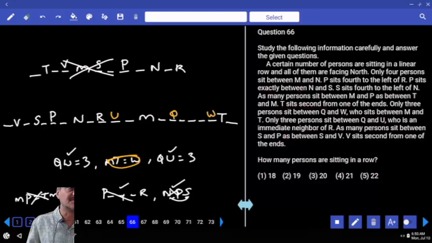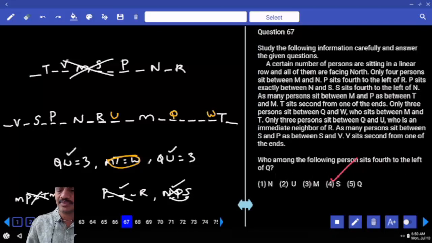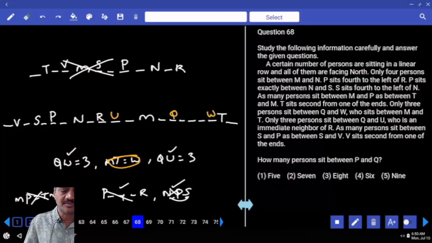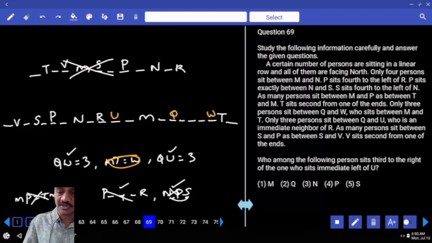And how many persons are sitting in this row? On the total number here, 5, 8, 10, 13, 15, 21. The total number of persons is 21, that is choice for question number 66. Then who among the following persons sits 4 to the left of Q? 4 to the left of Q, that is Q, choice for question number 67. And how many persons are in between P and Q? 3, 4, 5, 6, 7, 8 persons in between P and Q, choice for 68. And who among the following persons sits third to the right of the one who sits to the immediate left of Q? Immediate left of Q is R, third to the right hand side of this one, who is that person? M, that is the choice for question number 69.